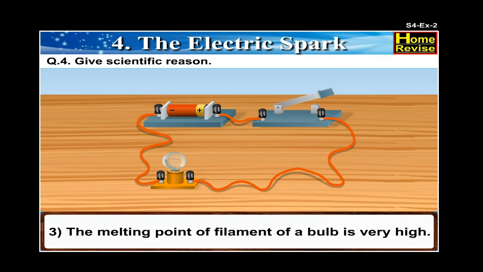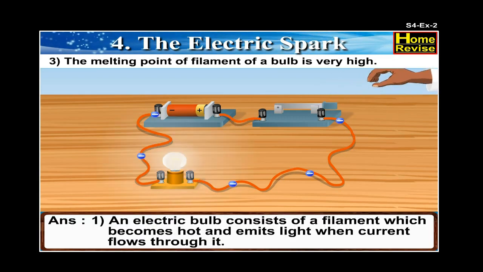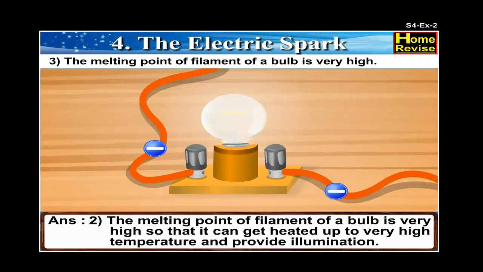Third, the melting point of filament of a bulb is very high. Answer. First, an electric bulb consists of a filament which becomes hot and emits light when current flows through it. Second, the melting point of filament of a bulb is very high, so that it can get heated up to a very high temperature and provide illumination.